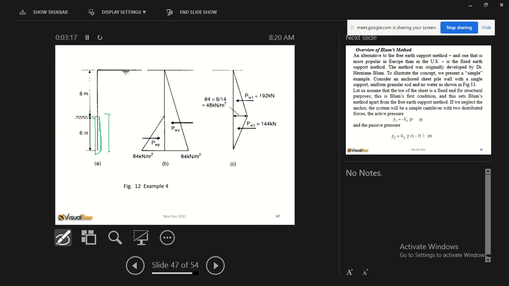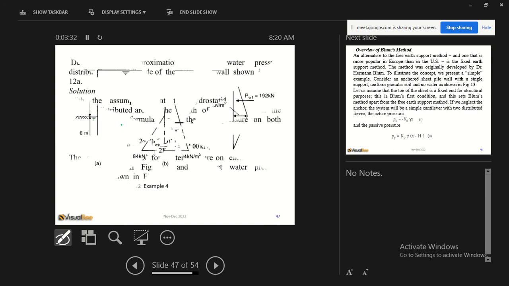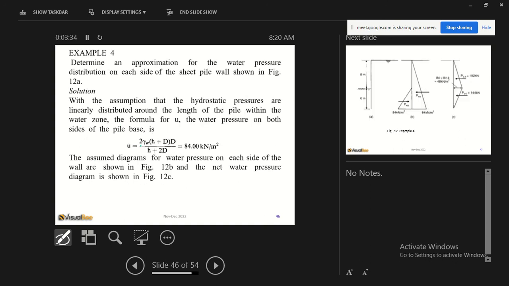Now this distance is twice the penetration depth, because the sheet pile wall is impenetrable to water, so the water will go around, so that distance is 2d. So now you can see that 2 gamma times the depth, and twice that, of course, divide by h plus 2d.